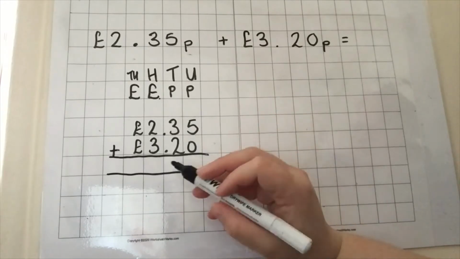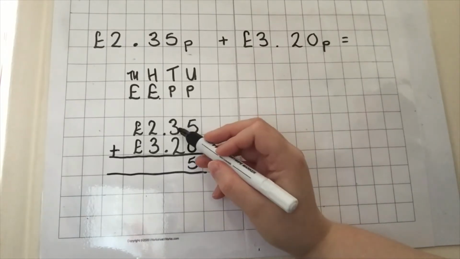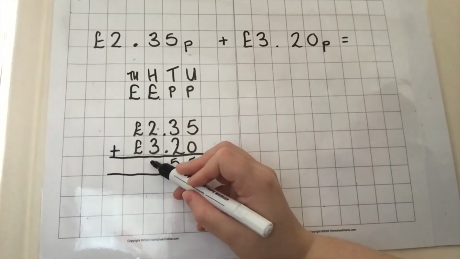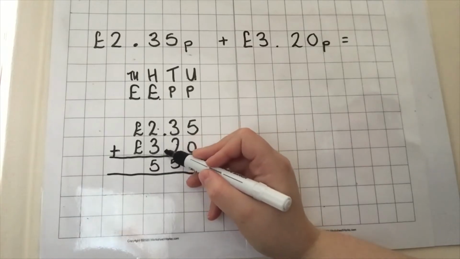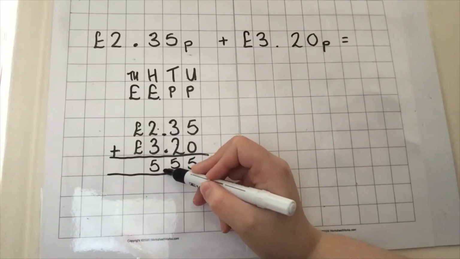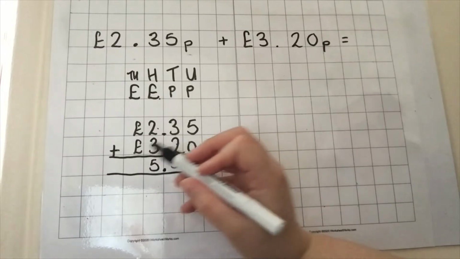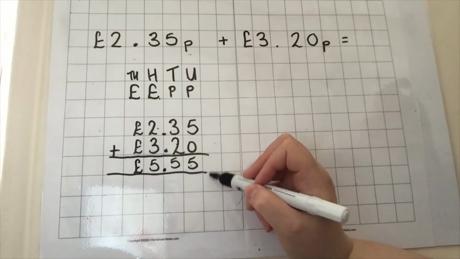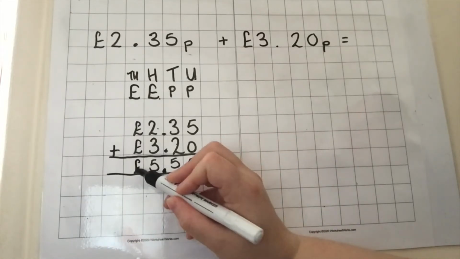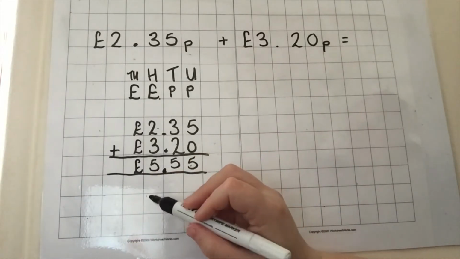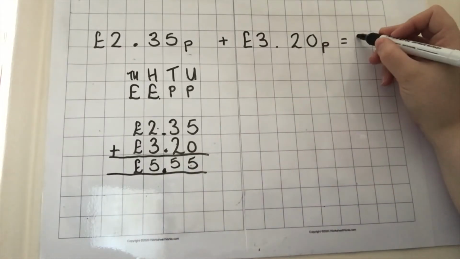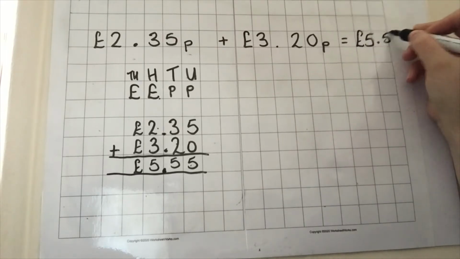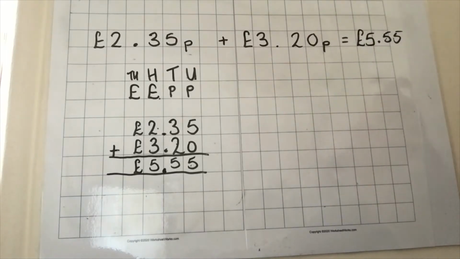So 5 add 0 is 5. 3 add 2 is 5. 2 add 3 is 5. And we carry that dot down. That distinguishes between pounds and pennies. We could write 555 pennies, but with that dot it allows us to write the pound instead. So we end up with £5.55 as our answer.